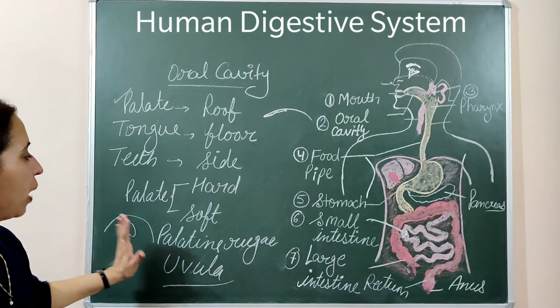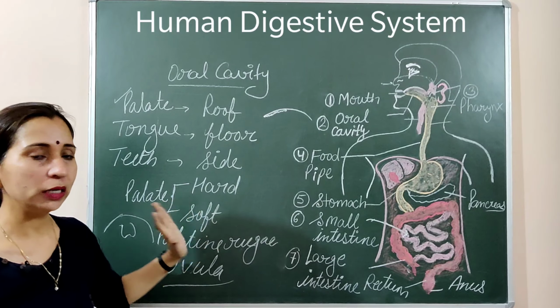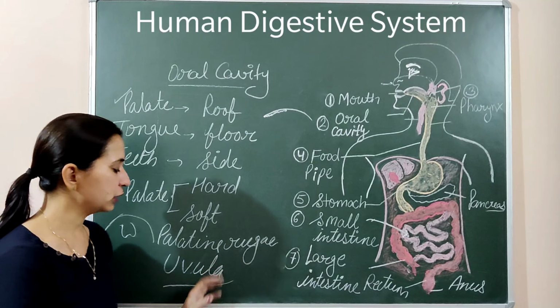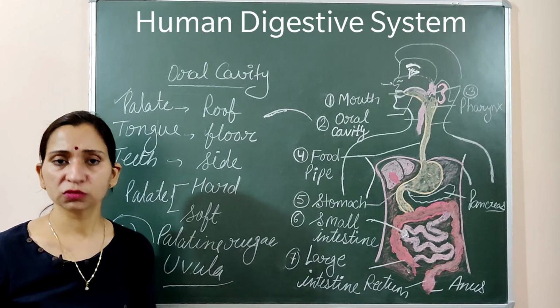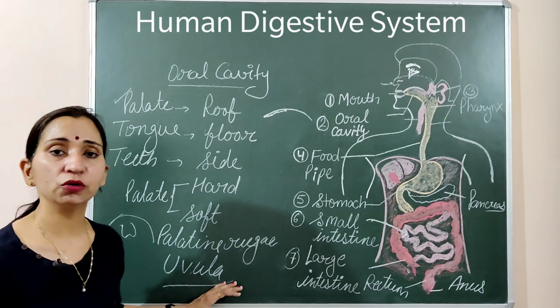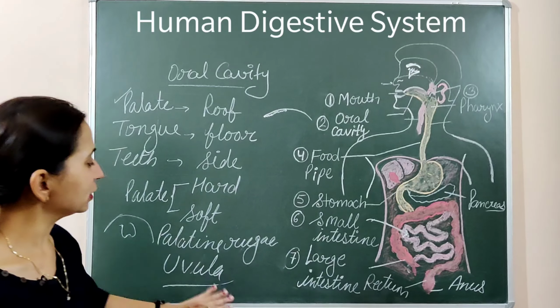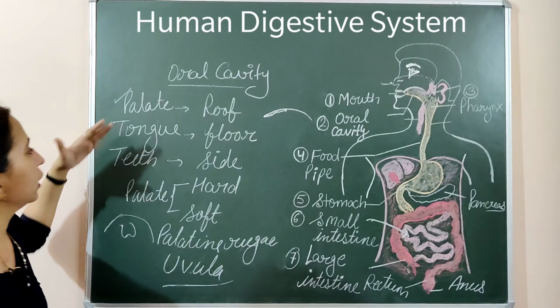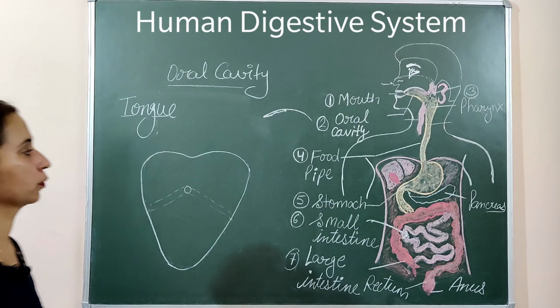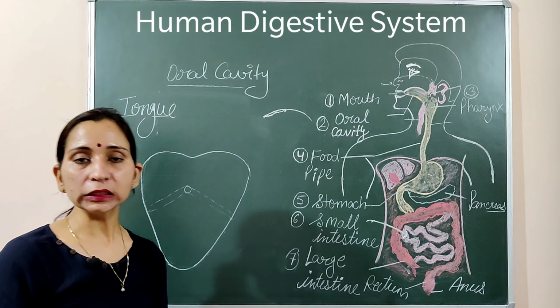So this is about the palate. Two parts: hard palate and soft palate. Hard palate has the palatine rugae, whereas the soft palate is smooth, and posteriorly it contains the uvula. That's about the palate. Now we will look at the next part, that is the tongue.